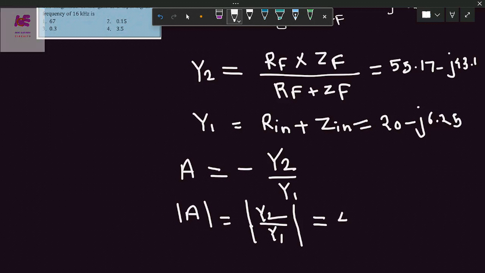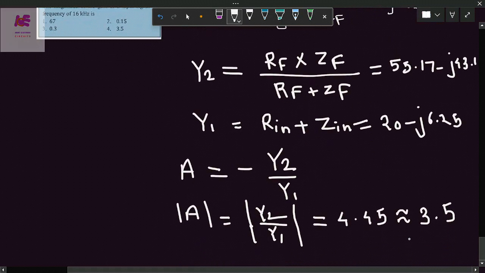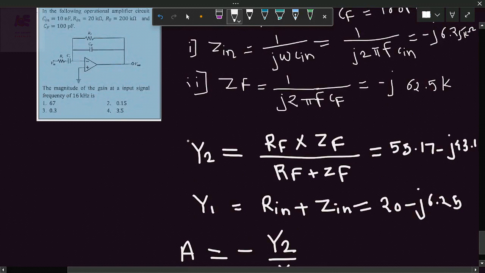What we are getting is 3.45, which is approximately equal to 3.5. So we can consider option 4 to be the answer to this question. The magnitude of the gain is approximately 3.5. So 4 is the option for this question.